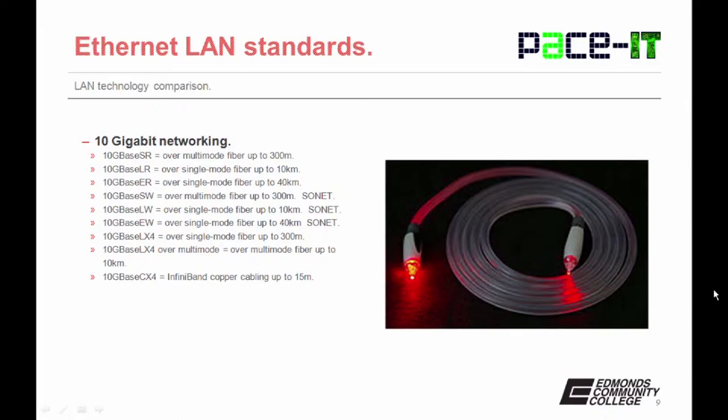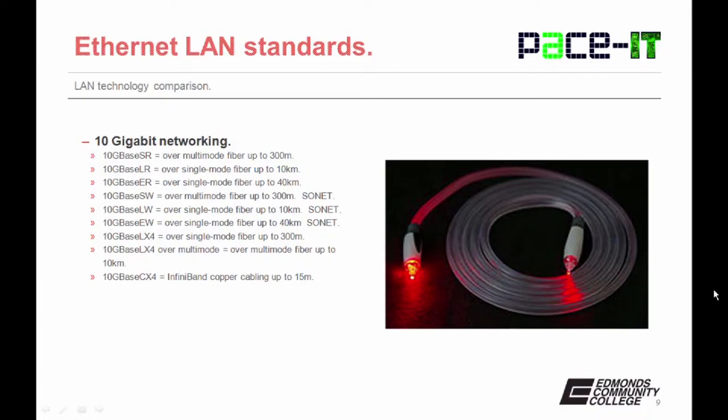This is going to get fairly redundant. There's 10G base SR, that is Ethernet transmissions over multimode fiber up to 300 meters. Then there's 10G base LR, that is Ethernet transmissions over single mode fiber up to 10 kilometers. There's 10G base ER, extended range, that's Ethernet transmissions over single mode fiber up to 40 kilometers.